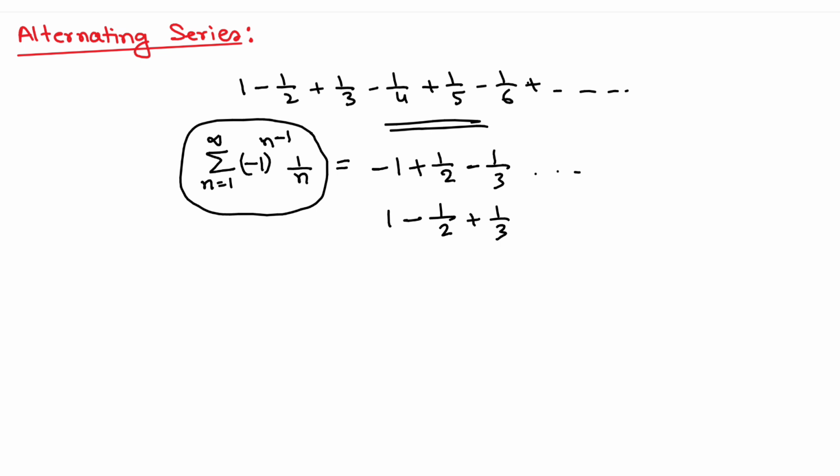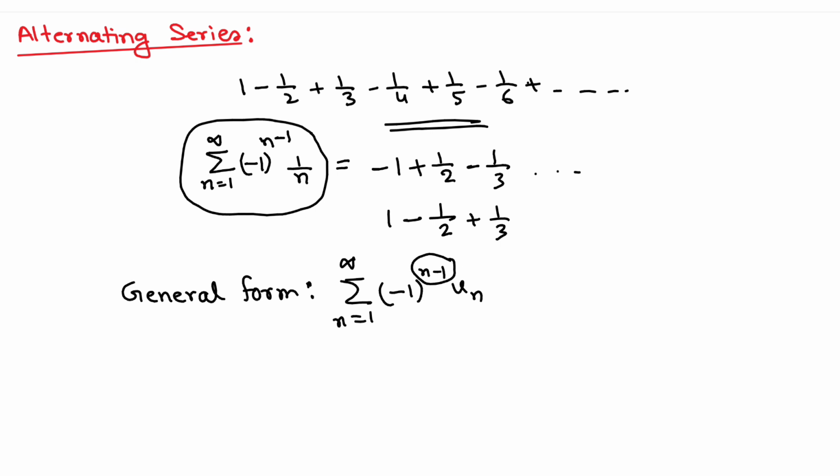That's why the general form of the series is denoted by summation n equals 1 to infinity of minus 1 to the power n minus 1 times un. Now I think it is clear why this power is n minus 1. Clear? To make the first term a positive sign. And this is the general form of an alternating series.